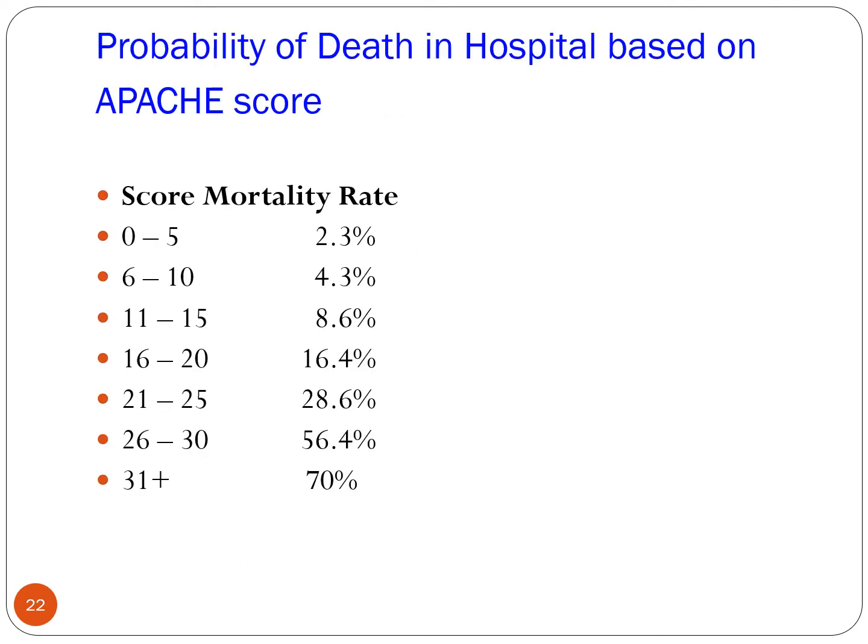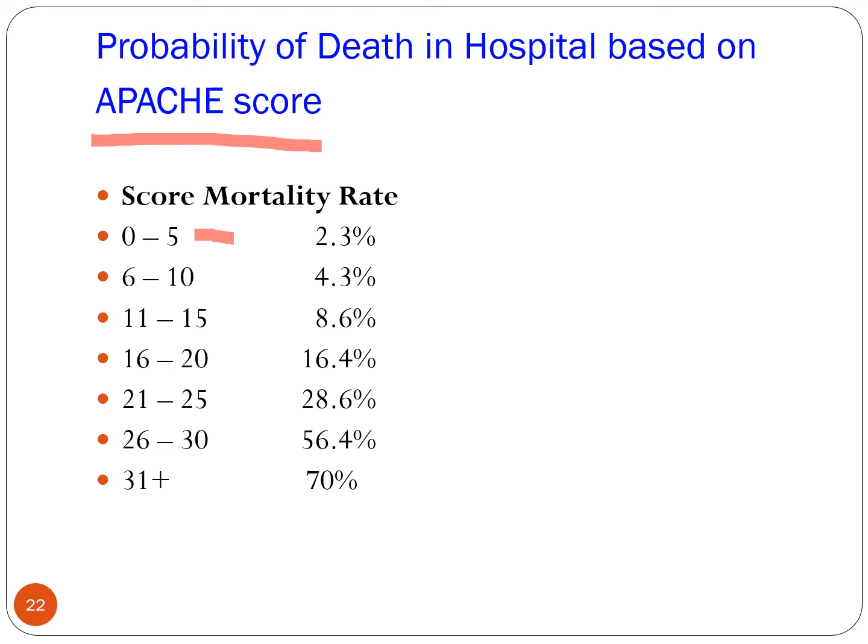So with the Apache score, you have the probability of death in the hospital based on these scores. Now, the correlation between mortality and extubation failure goes hand in hand. If someone has a high mortality rate, they're going to be a difficult wean, and the likelihood of them being reintubated is greater. So, for example, with the Apache scores we have right here, if your score is 0 to 5, you have a 2.3% chance of dying.